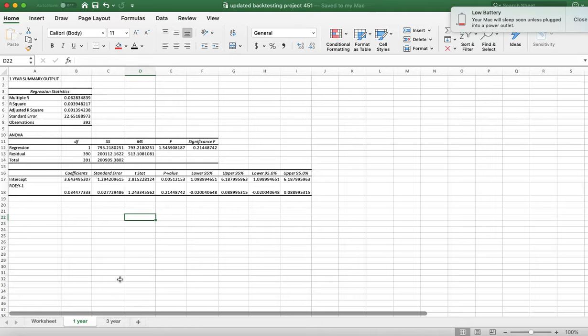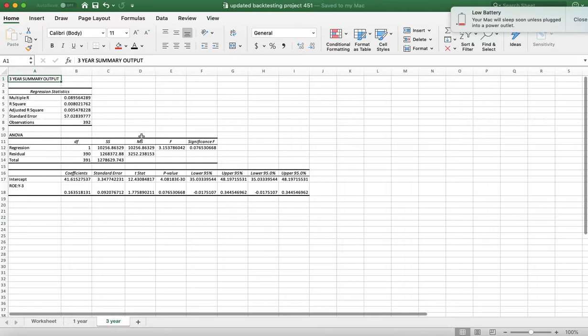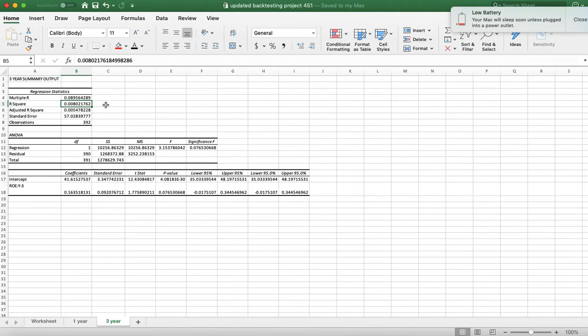So moving on to the 3-year regression. We get an r squared of about the same as the 1 year, showing that it does not fit the line very well, but it does show a relationship. So with our outputs here, it as well shows a positive relationship, which is what we want to see.